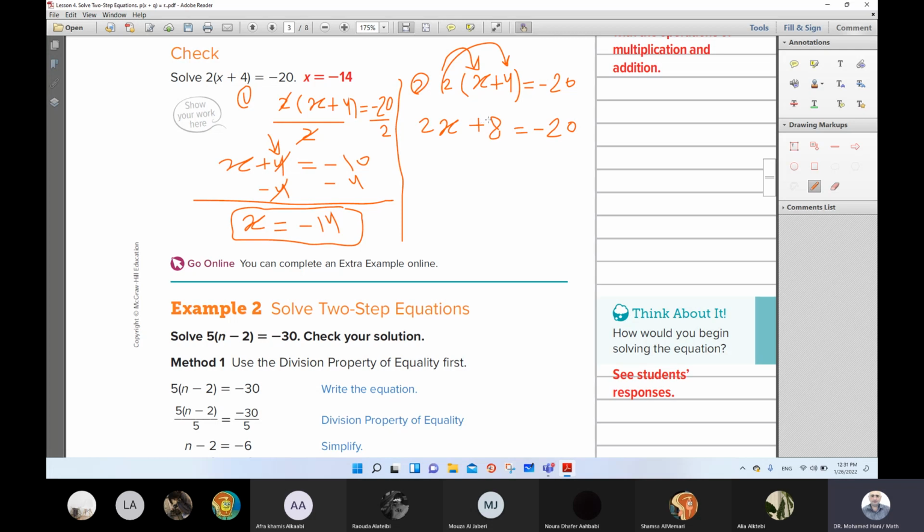Then try to remove 8 from this side. So you can add the inverse of 8 will be negative 8 to the two sides. Plus 8 and minus 8 will be 0. Remains here x equal negative 20 plus negative 8 will be negative 28.